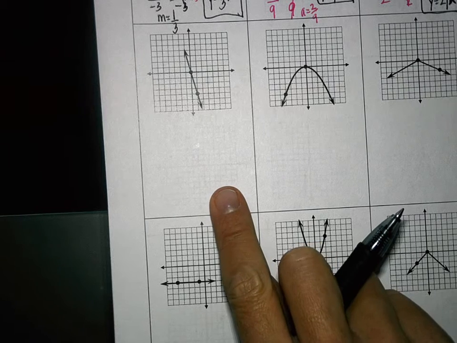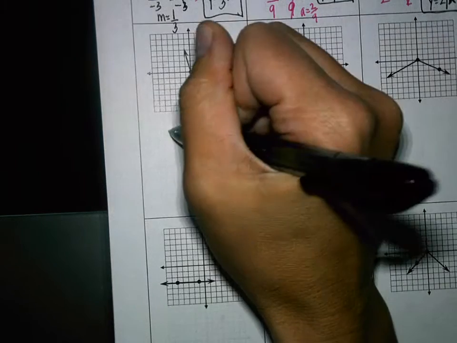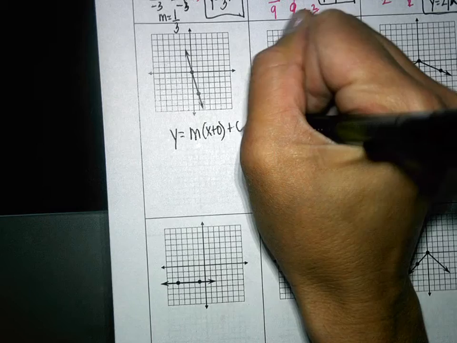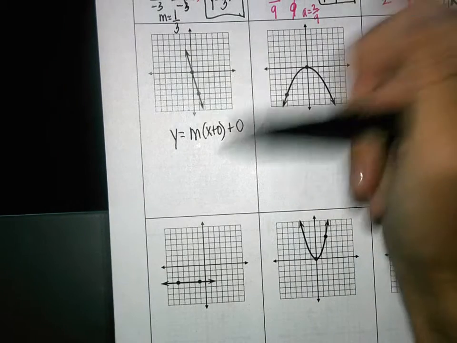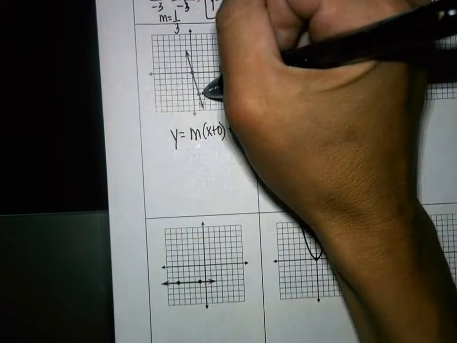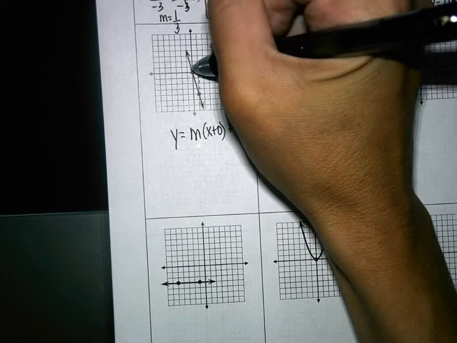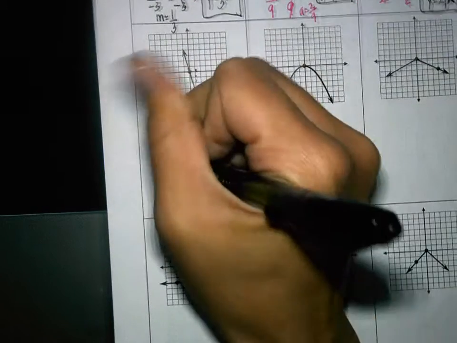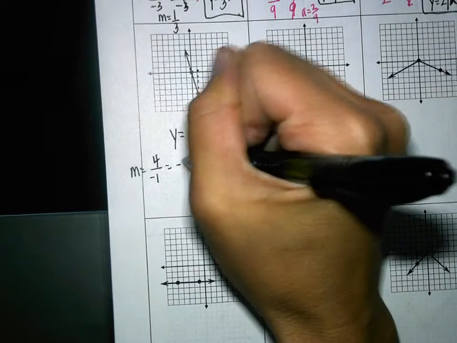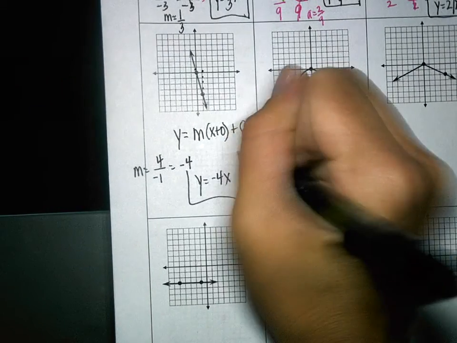For time's sake, we're going to do it the shortcut way. So we know it is y equals mx plus 0 plus 0. What's another way that we could find the slope besides plugging in points? You count it out. Good. My m on this one is up 1, 2, 3, 4, left 1. So 4 over 1 makes my m equal to negative 4. So y equals negative 4x is that equation.